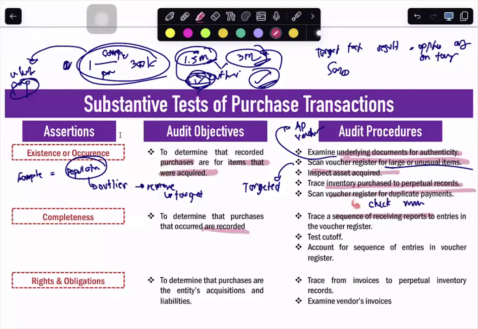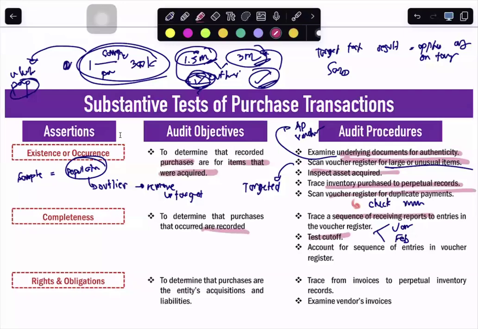So we look whether all receiving reports are entered in our AP voucher file. At the same time, we want to test the cutoff. When we say test the cutoff, if it applies to January only, it should be recorded on the month of January. If it applies to the month of February, then it must be recorded on the month of February.